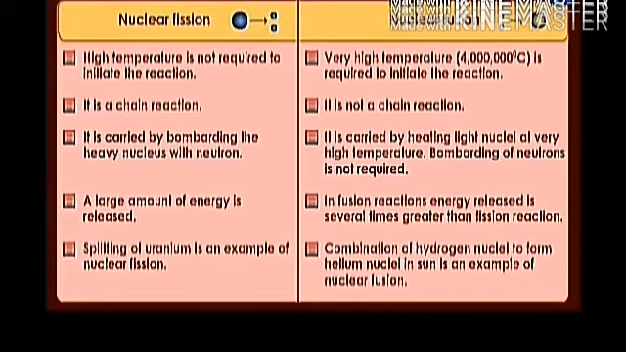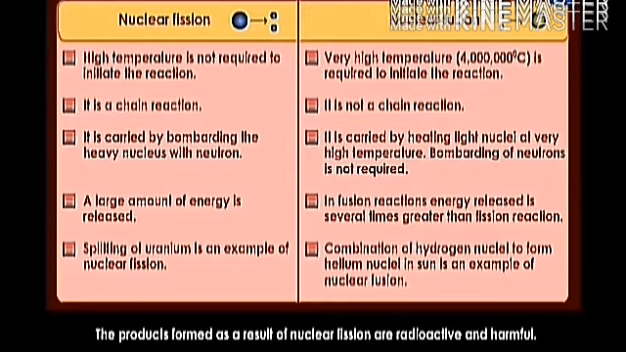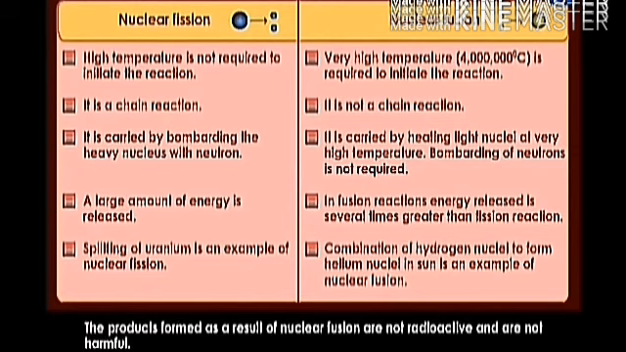Splitting of uranium is an example of a nuclear fission reaction. Combination of hydrogen nuclei to form helium nuclei in the sun and stars is an example of nuclear fusion. The products formed as a result of nuclear fission are radioactive and harmful. The products formed as a result of nuclear fusion are not radioactive and not harmful for human beings.